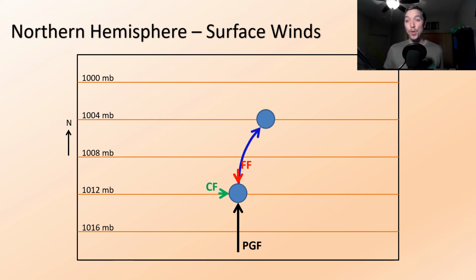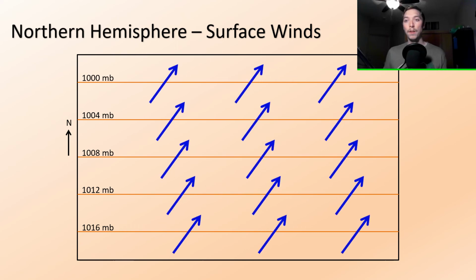If the strength of that pressure gradient force was significantly stronger than that of the Coriolis and friction forces, or if we were in lower latitudes where the Coriolis effect is playing a much smaller role, we would see less of a deflection. Winds would potentially be something like this.